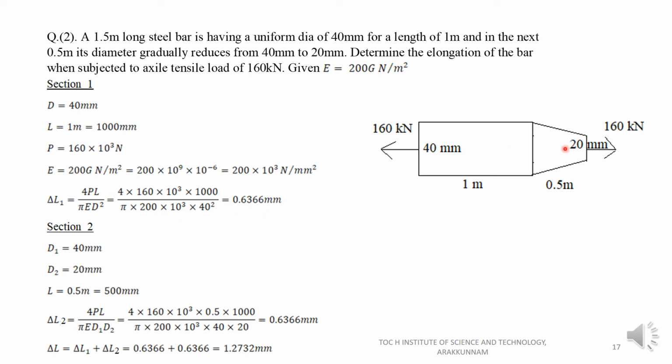Now consider the second section, which is a uniformly tapered circular section in which the diameter D1 is equal to 40 mm and D2 is equal to 20 mm. So use the equation delta L2 is equal to 4PL divided by pi E D1 D2, where P is the same load, that is 160 into 10 raised to 3 Newton, and L is 0.5 meters, so 0.5 into 1000 mm, divided by pi into E, which is 200 into 10 raised to 3, into D1 and into D2. So you will get the deformation as 0.6366. Add all the deformations, that is delta L1 and delta L2, and you will get the total deformation for the entire section as 1.2732 mm. Okay.